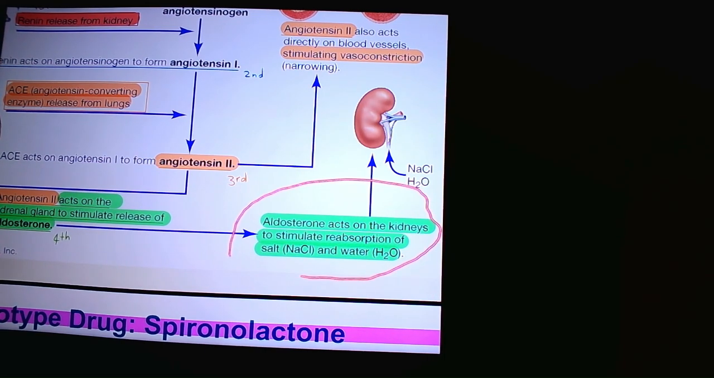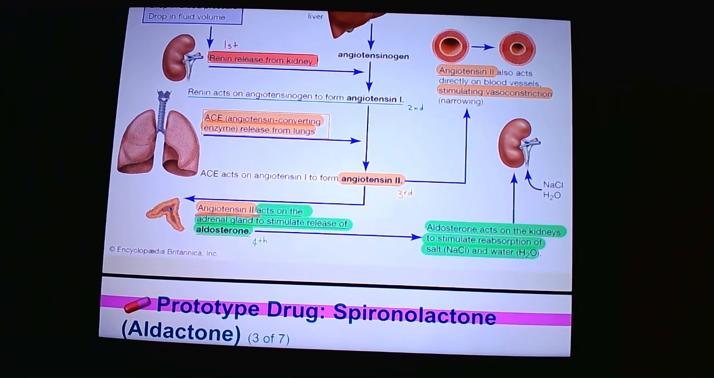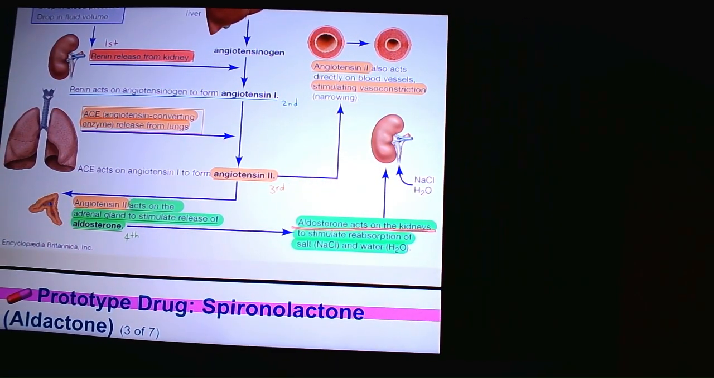Aldosterone then acts on the kidneys to reabsorb sodium in particular. Chloride will go with it, and water will go with it too, right? Because we said water likes sodium, or salt. Angiotensin 2 activates aldosterone. Aldosterone acts on the kidneys to reabsorb sodium and water, right?